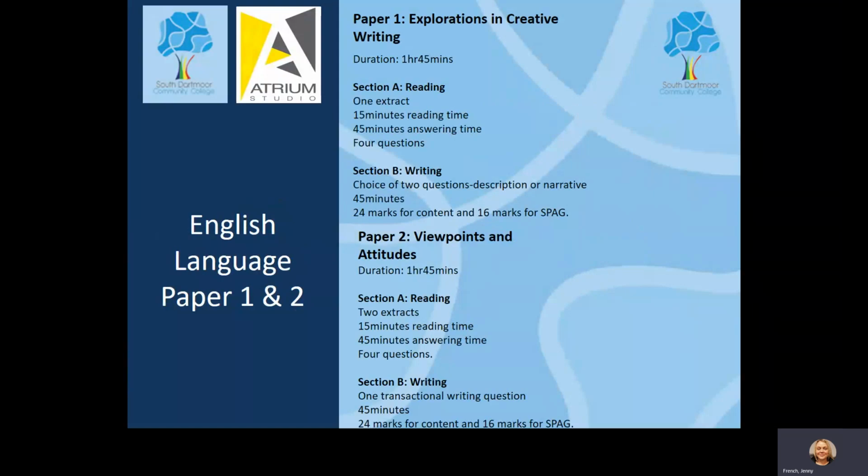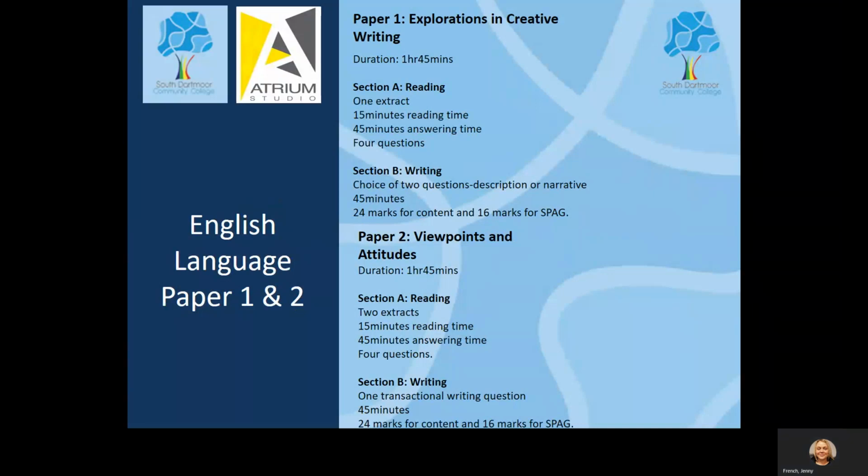So I think it's really important for you to know that there have been some changes to the GCSE and what the GCSEs look like in terms of English language and literature. So hopefully on the screen you can see the breakdown for English language. The students will sit two papers, one in creative writing, and the second paper is a non-fiction paper where they are allowed to demonstrate their opinions and develop a viewpoint.